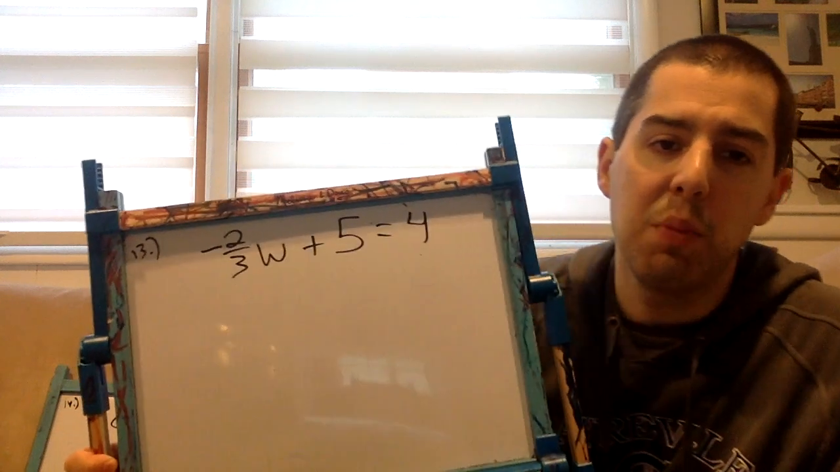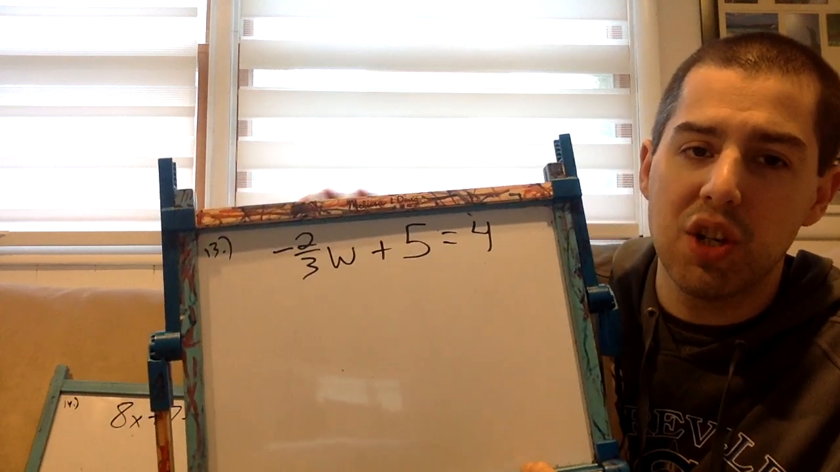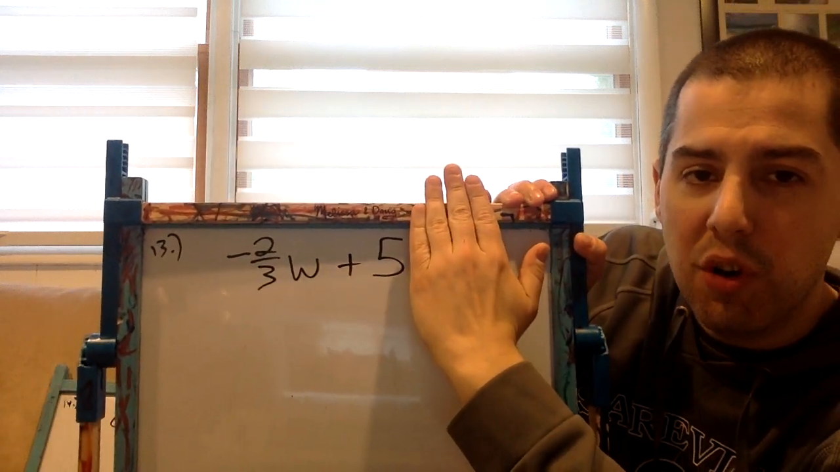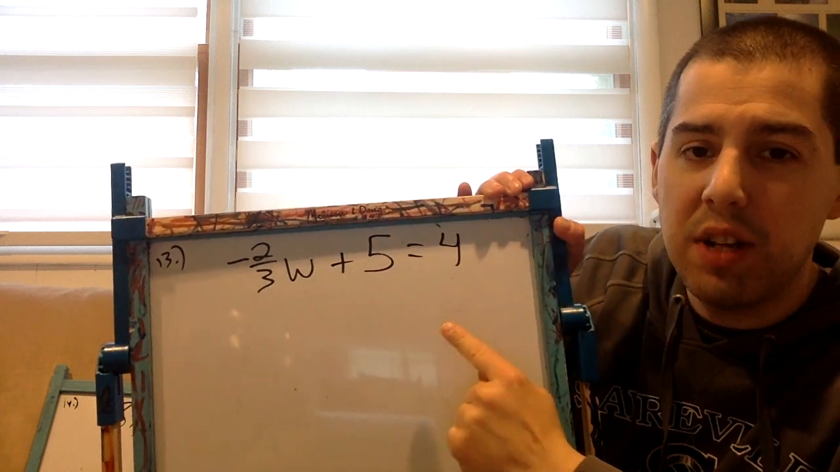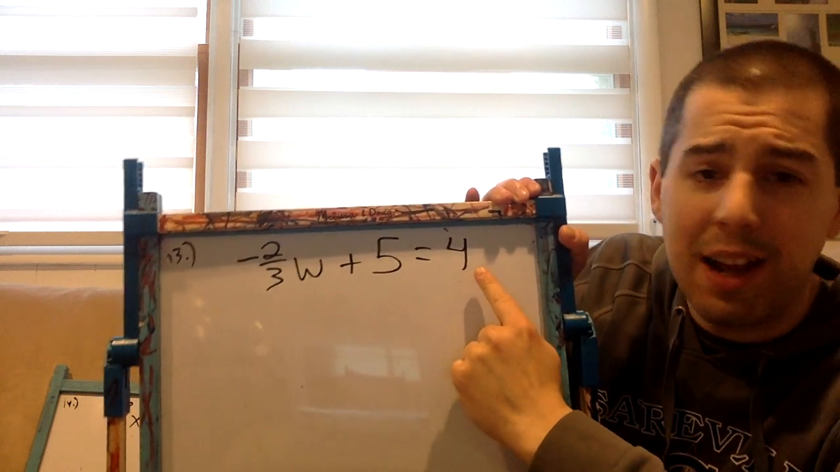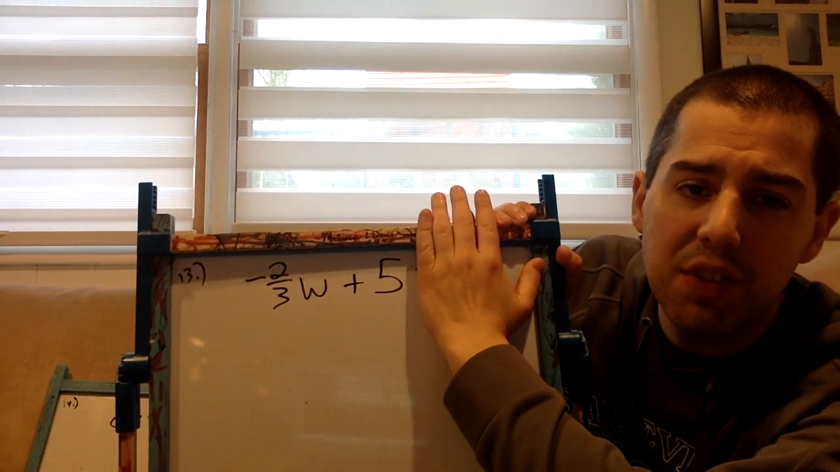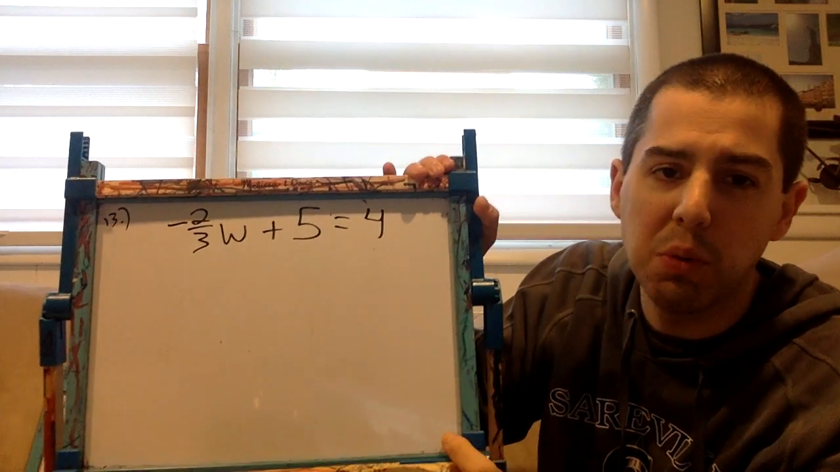So number 13, we have a two-step equation with multiplication and addition. Okay. Again, I'm so focused on where's the variable. The variable's on the left side. So I don't even care about this 4 just yet. I really don't. I want to know what inverse operations I have to do to get a solution. At the end of all of this, I want W equals something.